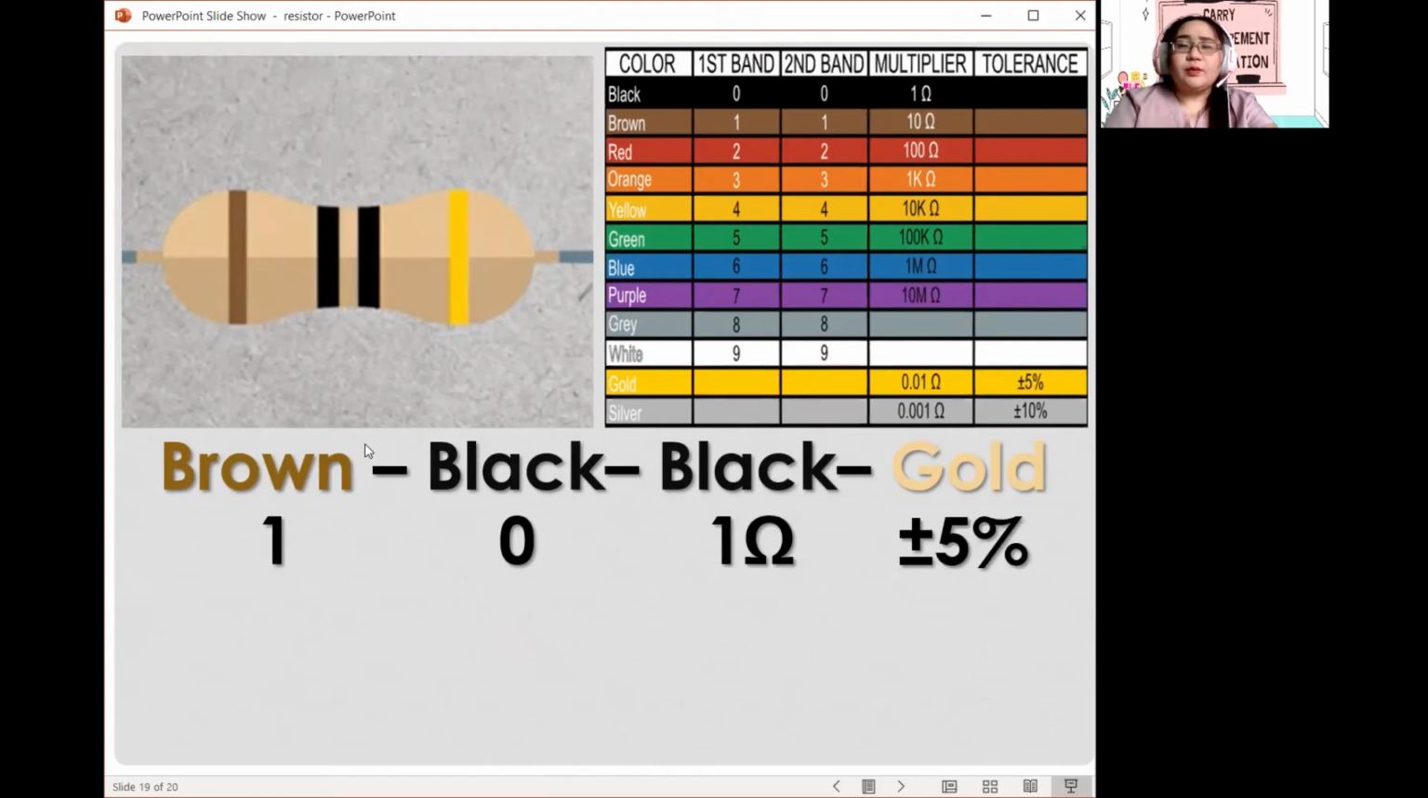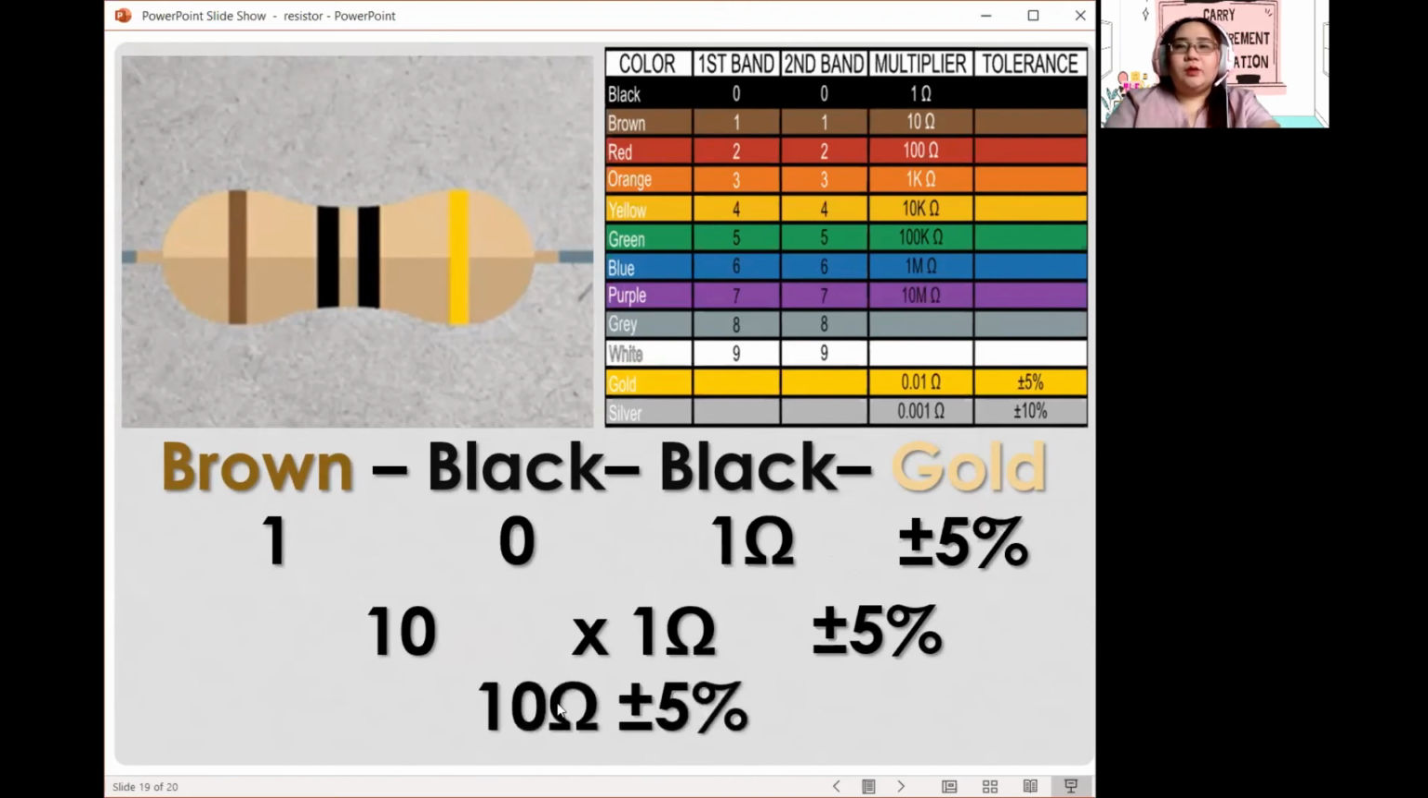Next, we just combine the first and the second band. We have 1 and 0, which is 10. Then we multiply it by the multiplier of 1 ohm and bring down the tolerance, plus or minus 5%. So 10 times 1 ohm, we have 10 ohms, plus or minus 5%.